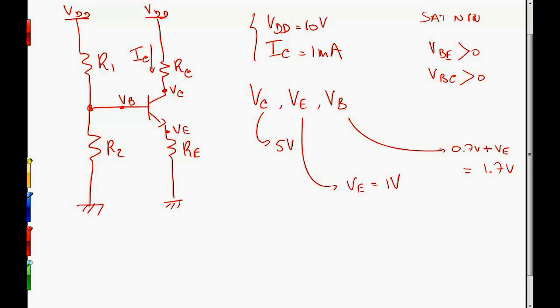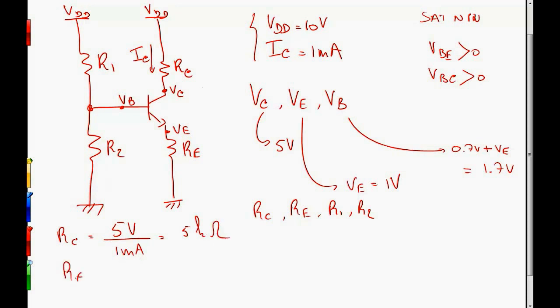The second step is to calculate RC, RE, R1 and R2. Let's start with RC, the collector resistance. Now the collector resistance is calculated by dividing the voltage drop across that resistor with the current flowing through that resistor. Now in this case RC would be equal to 5 volt, which is VDD minus the collector voltage, which is 5 volt, so yielding 5 volt divided by the collector current, which is 1 milliamp, yielding 5 kilo ohm.